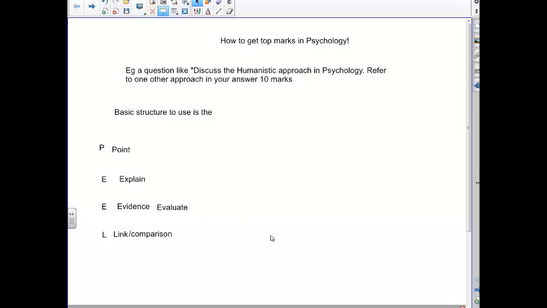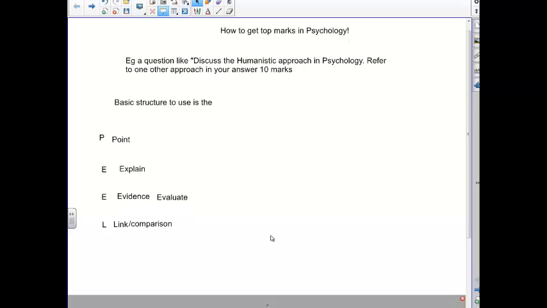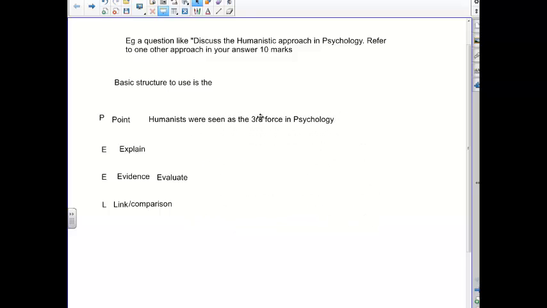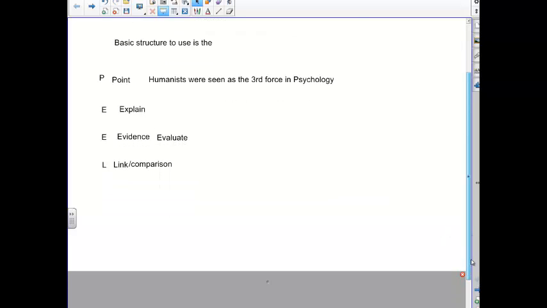So now I'm going to show you how to do this. Okay, so let's take a point that quite a lot of you made, quite a nice basic point. If I move this down again, and that was that the humanists were seen as the third force in psychology. Okay, remember that point? The thing is, that is not enough to get you an AO1 point. You need to add something to that. We've got a little bit of terminology in here, third force, but we need a lot more really in order to gain that point.